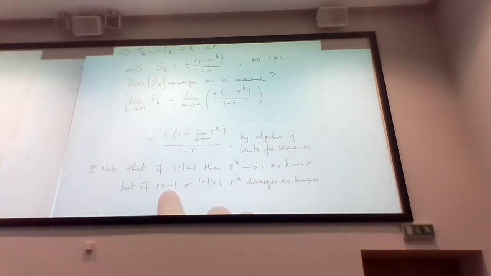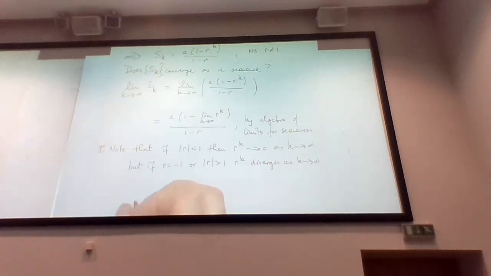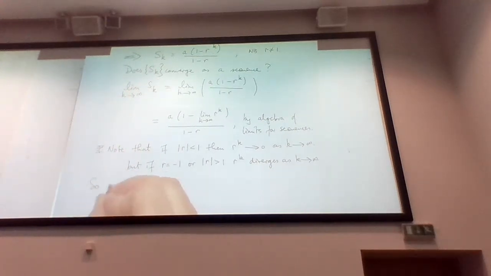If r happens to be minus 1, then r to the k just alternates between plus 1, minus 1, plus 1, minus 1. So you're not converging. It's not blowing up in absolute value, but it's not converging. It's just oscillating between the two values, plus 1 and minus 1. So if the absolute value of r is strictly less than 1, we have convergence.